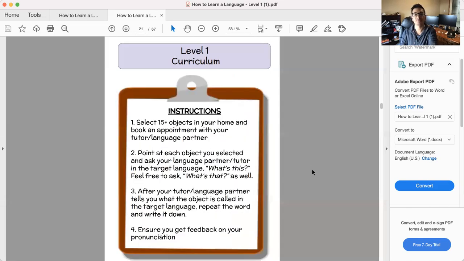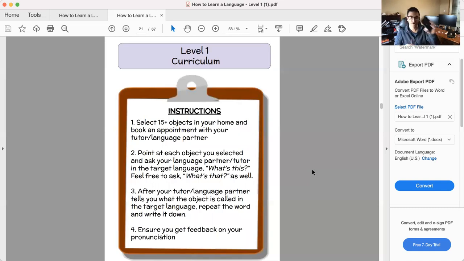Oops, I went too far. Here are the instructions. First of all, you are going to select 15 or more objects in your home, okay? And you're going to book an appointment with your tutor or your language partner. If you have a tutor, you're going to book it with your tutor. If it's a language partner, you're going to do it with your language partner. What you're then going to do is point at each object you selected, and ask your language partner or your tutor in the target language, what's this or what's that?